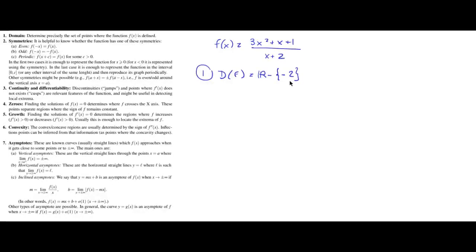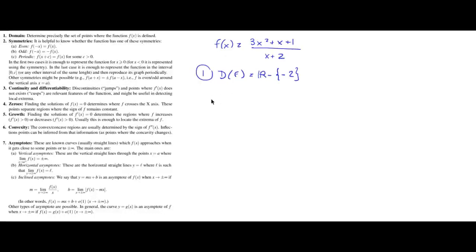It's the only point where the function is not going to be defined, and we're going to see that there's a vertical asymptote there. We can't see any obvious symmetries. It's not even, it's not odd, it's not periodic, and it's obviously going to be continuous and differentiable everywhere except at the point where it's not defined, so that's fine.